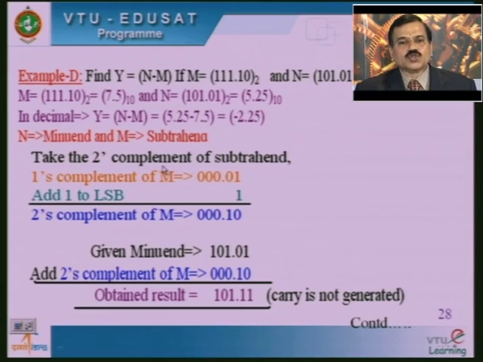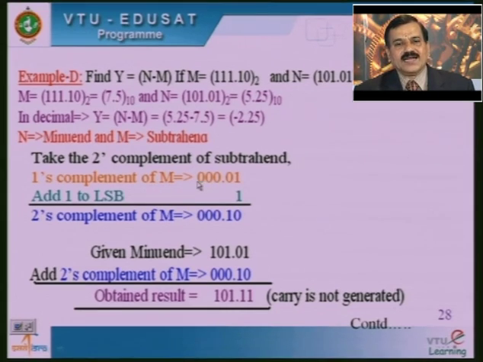So take the 2's complement of the subtrahend. First we carry out the 1's complement of the subtrahend, that is m, which is 111.10, and it is written as 000.01 as its 1's complement. Then 1 must be added to its extreme LSB, and the 2's complement of m can be rewritten as 000.10. So the given minuend value is n, that is 101.01, and the 2's complement value of m must be added to it.